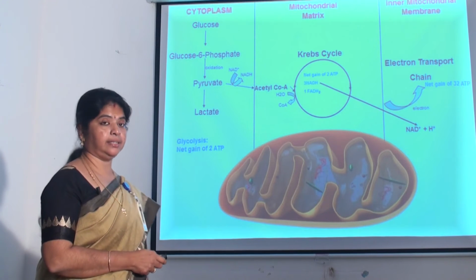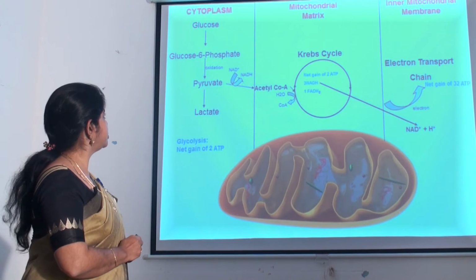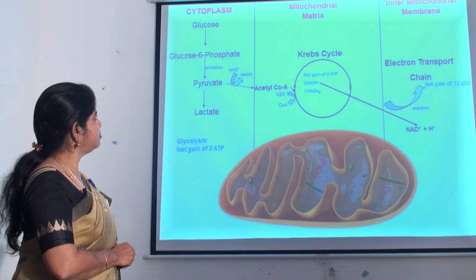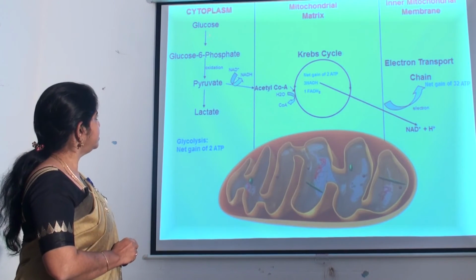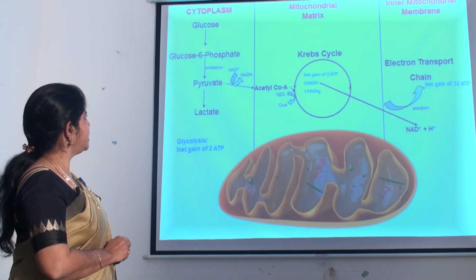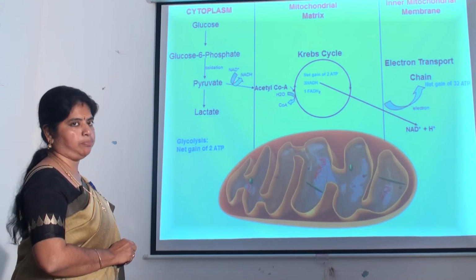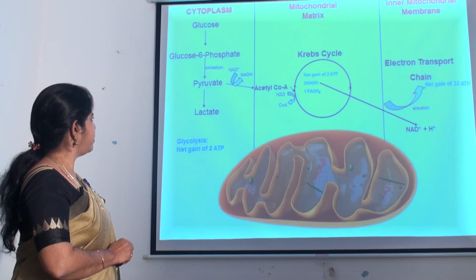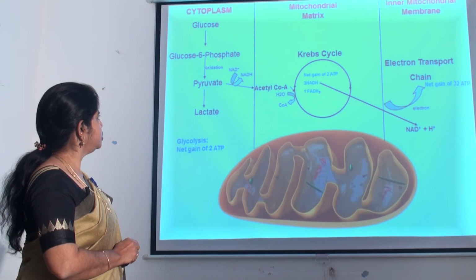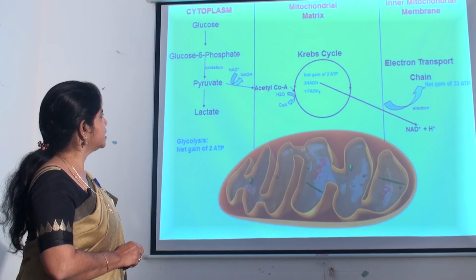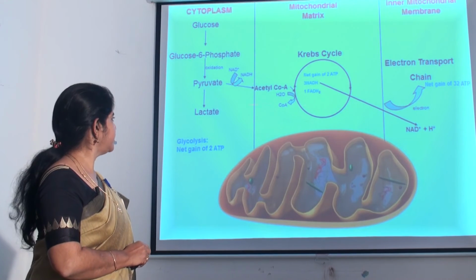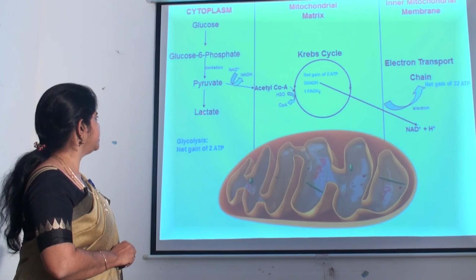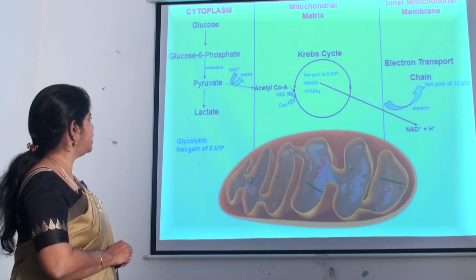And here is another clear image of what happens in the cytoplasm, the mitochondrial matrix, and then the inner mitochondrial membrane. Here in the cytoplasm, glucose is converted into glucose 6-phosphate, that is glycolysis, and pyruvate. This pyruvate, due to oxidation, is converted into acetyl coenzyme A and enters the mitochondrial matrix. If it fails to, then it is converted into lactate.